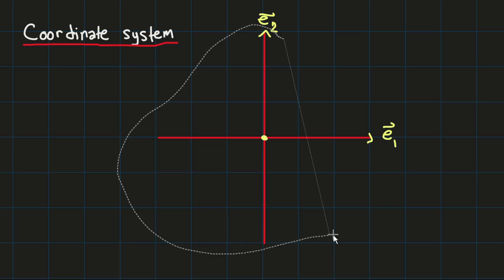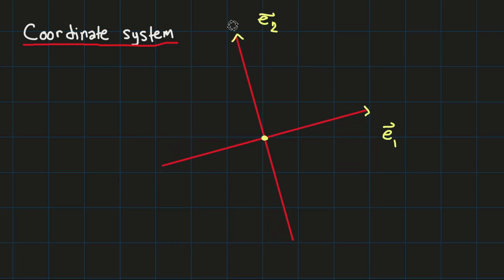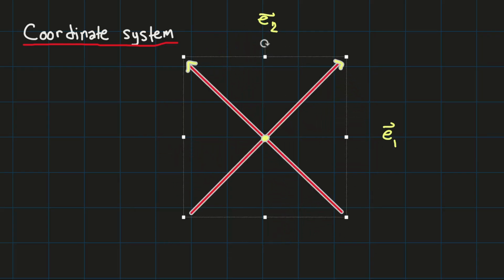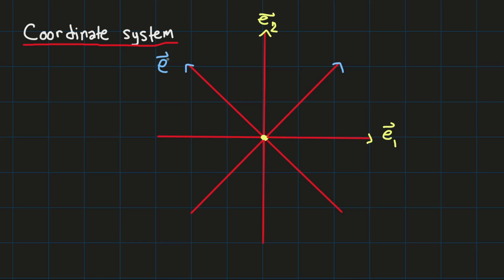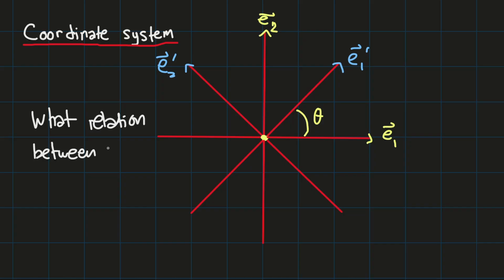Okay, now I will rotate this coordinate system as this. And I put another grid and I label these two as E prime, and the angle between E prime and E is theta. Now the question is, what is the relation between the E and E prime basis?